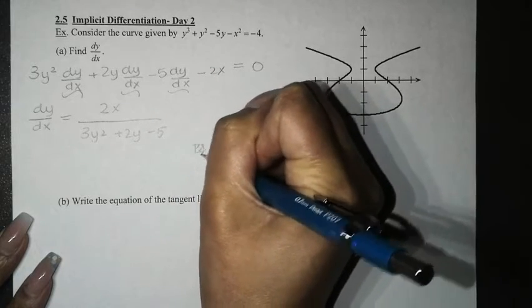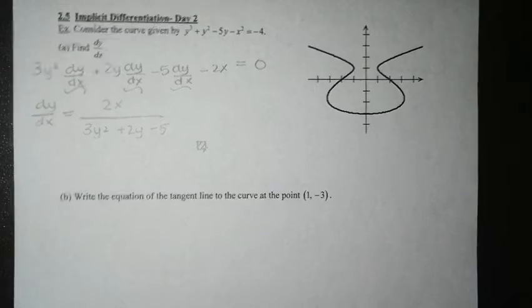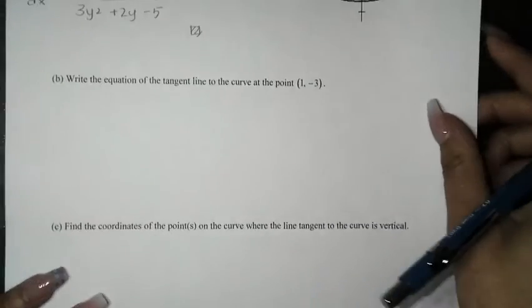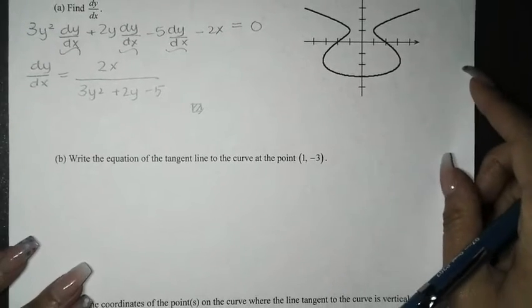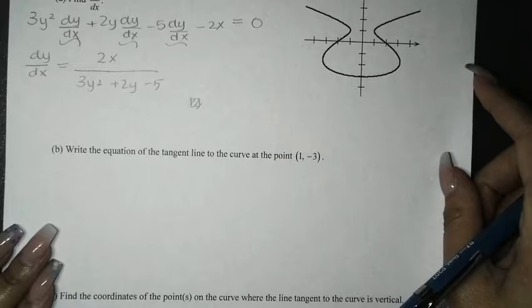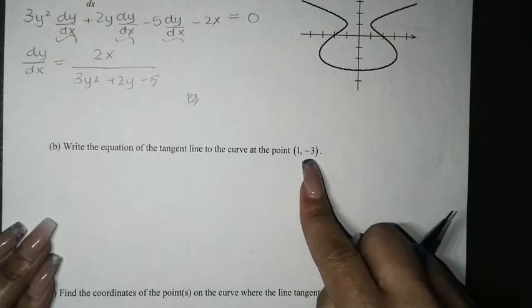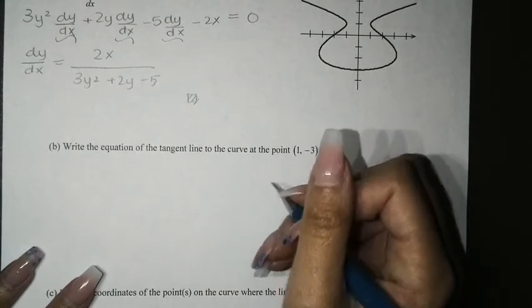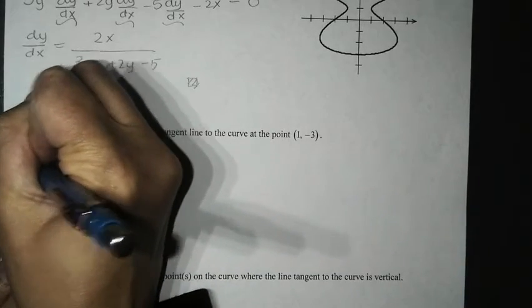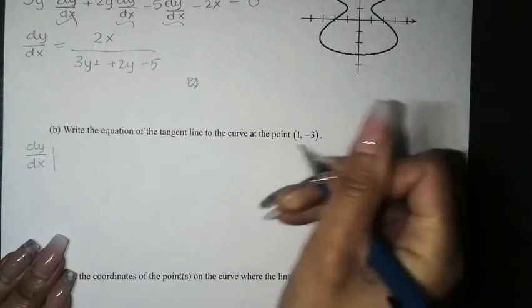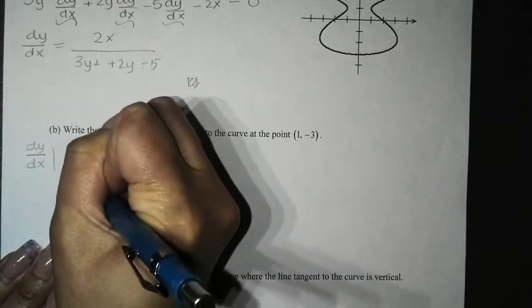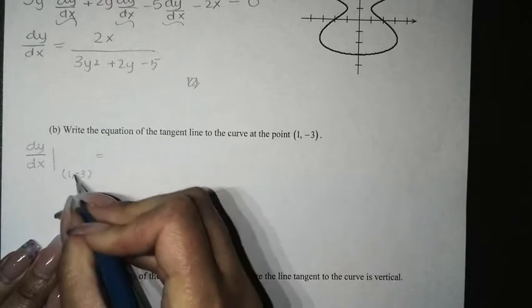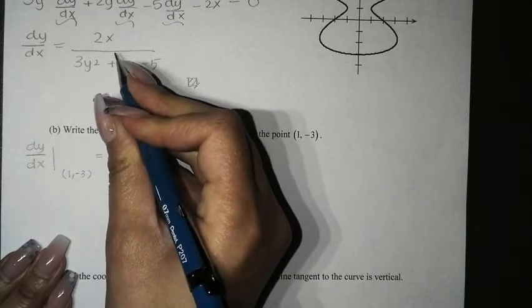Okay, so let's move on to the next question. The next question is pretty typical. Write the equation of the tangent line to the curve at the point (1, -3). What are you going to do? Basically what they are telling you is you need to plug the point (1, -3) into dy/dx, plugging these values in instead of x and y.